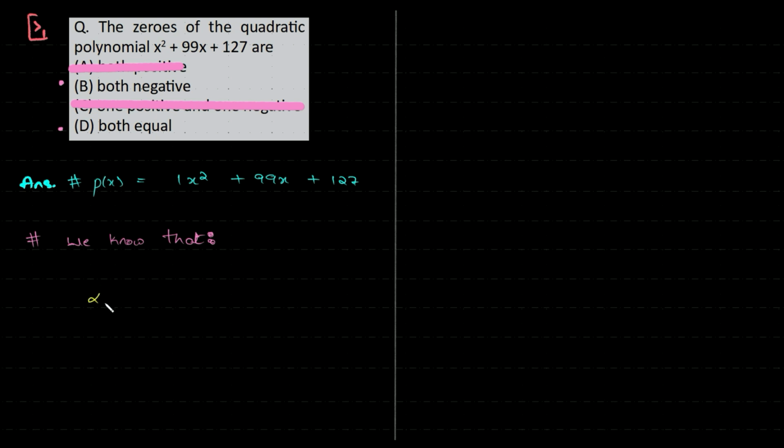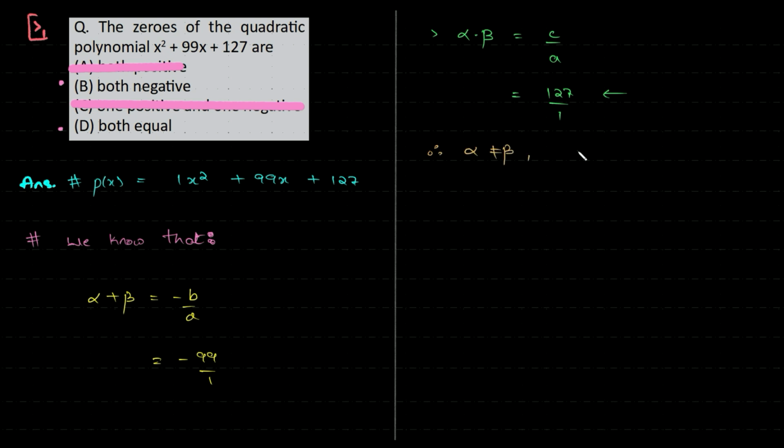So we know that alpha plus beta is minus b by a. I'm just writing what is obvious. So this entire thing will be equal to minus 99 by 1. And we have alpha into beta, which is c by a, equal to 127 by 1. Now with this set of information, can we figure out if alpha and beta are equal? You should be using both, actually, but with this we can just tell that they are not equal.